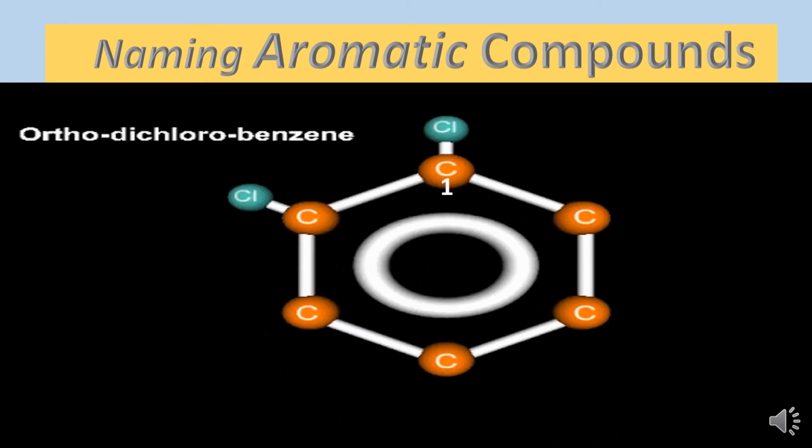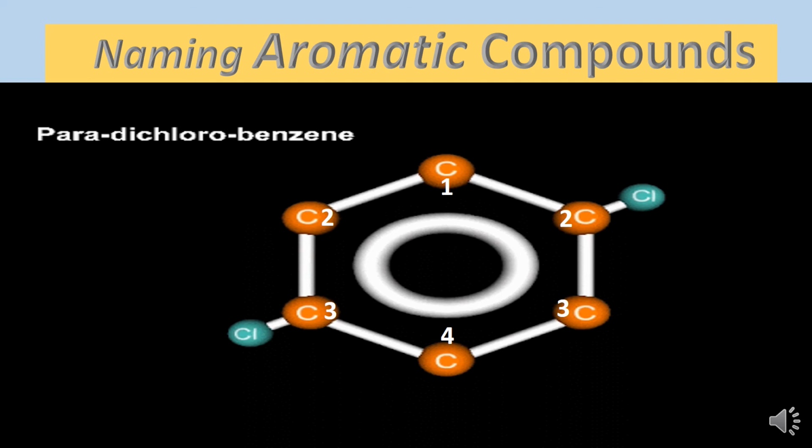Here we can see that when the first group is present at the first carbon atom, then for the second carbon it is ortho, for the third it is meta, for the fourth it is para, again for the fifth meta, and for the sixth it is ortho. So whenever 2 substituents are attached at adjacent carbon atoms, the name used is ortho, as you can see here. And when 2 substituents are attached at 1 and 3 positions, then meta is used, and for the 1 and 4 position para is used as the prefix. So you can go through these different positions.